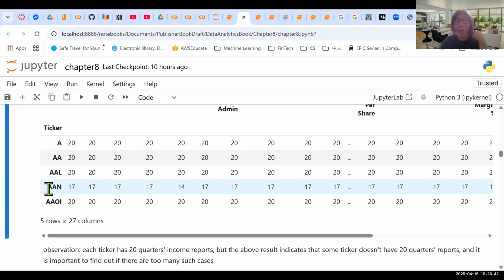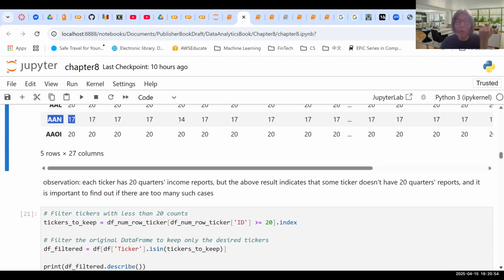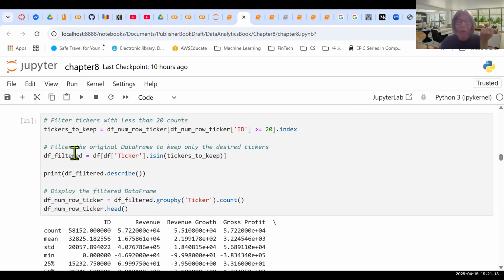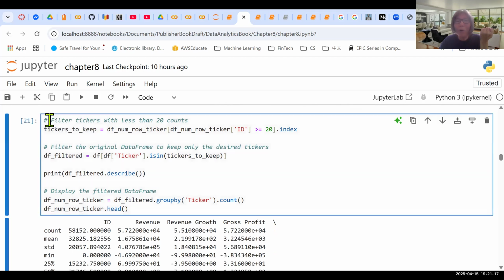But then you will see some of the tickers have fewer than 20, so they have some missing quarters. We also need to determine if we want to keep those or not. We also want to know if there are too many of such cases. Because of this, we also want to filter the tickers which have less than 20 counts. If they don't have complete quarterly reports, it's also going to cause some impacts when we do analysis. So we can do this filtering.